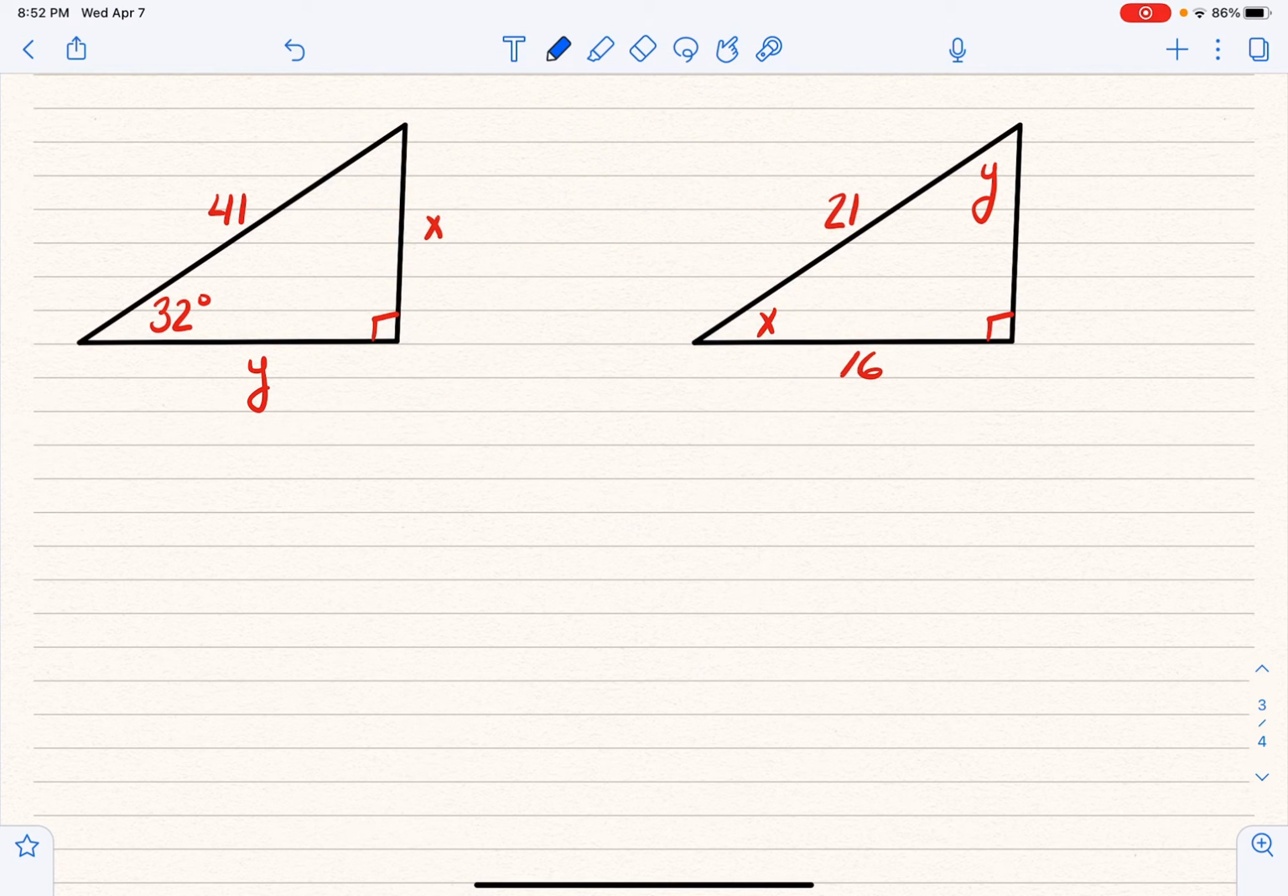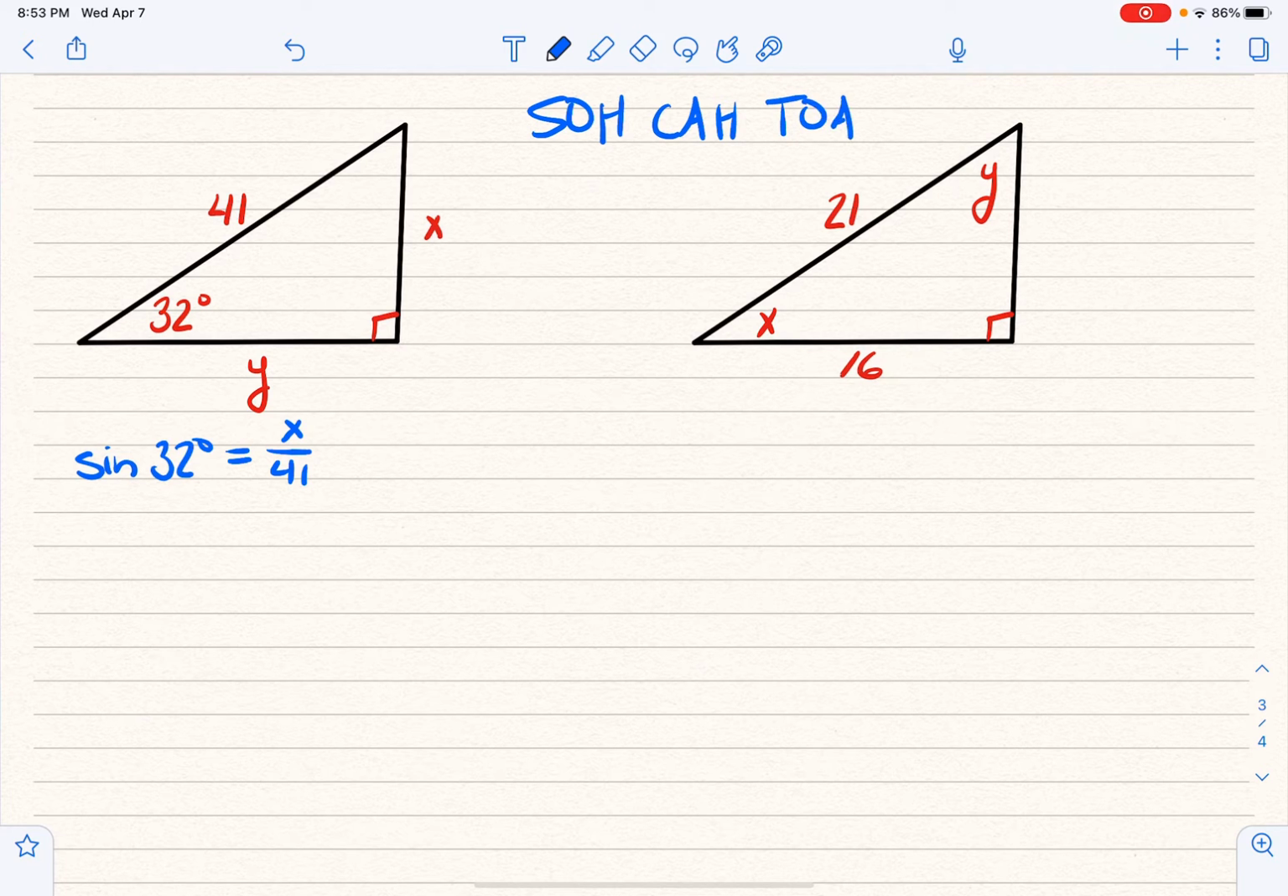On this first one, and this is just like the example I showed a second ago, I'm going to say the sine of 32 degrees is equal to x over 41. And if you're wondering where I'm getting that, I'm going, okay, SOHCAHTOA. Sine is opposite over hypotenuse. So that's where I get the x over 41.